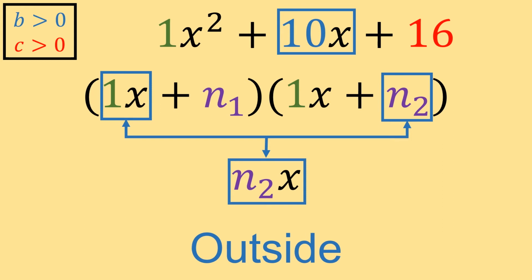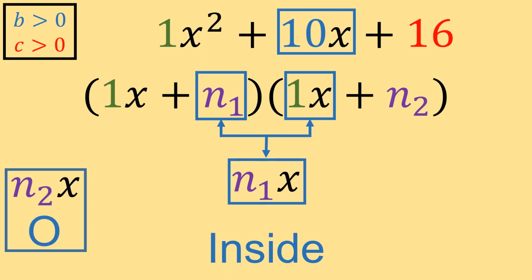In other words, in the first binomial, the term that's on the left side, and in the second binomial, the term that's on the right side. We would multiply those two together, and we get n2 times x. Now, we're going to put this off to the side because if you remember, I had O and I specifically colored blue. And when we move to inside, we're going to multiply the inside terms together.